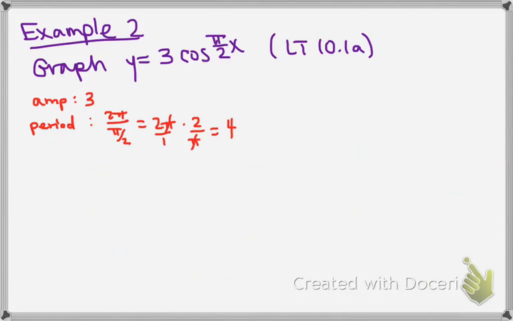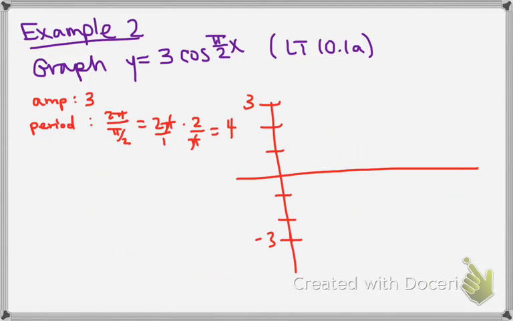So let's go ahead and look at that. My amplitude is 3, so I want to make sure that I can get up to positive 3 and all the way down to negative 3. For sine and cosine, I'm going to start at 0 as my first point. Then there's point number 2, 3, 4, and 5. That last one, remember, is going to be out at 4.